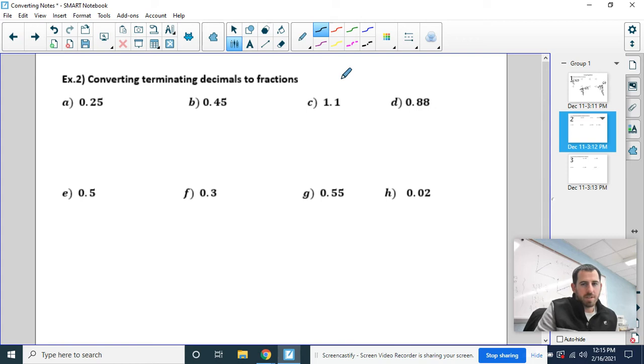Okay, now some of these are very basic, others are a little bit tricky. Right away, I'm just going to start with something you should know. 0.5 is 1/2. Okay, so this is 1/2. If you know it, you don't need to show the work.